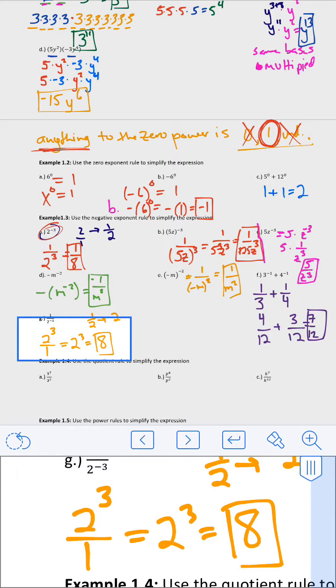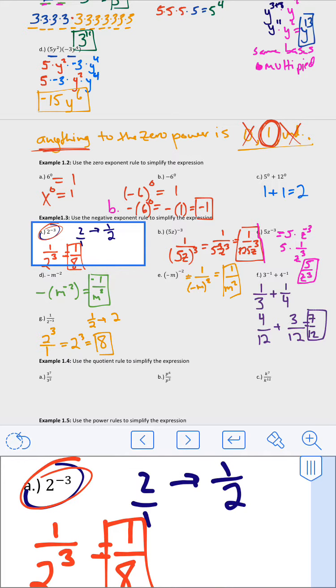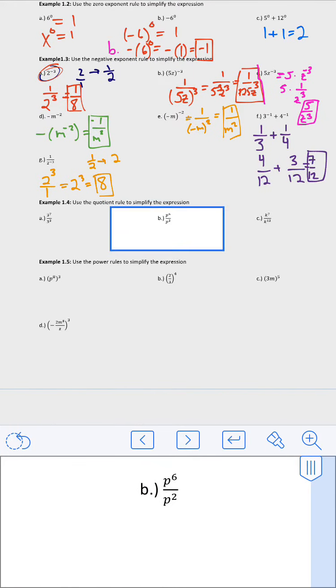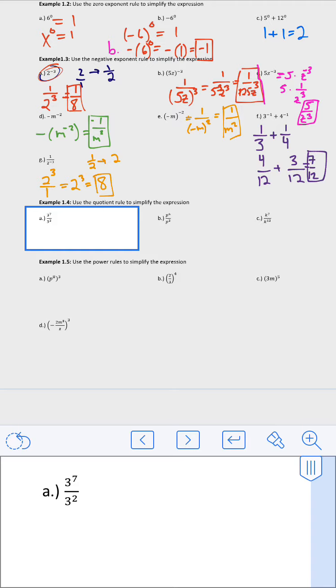Alrighty, that is the negative exponent rule, where by definition it means you use the reciprocal and change the power to a positive. If you have any questions about that, you need to stop the video now and get them answered. We got 2 more rules. Well, 3 technically, but 2 more spots.